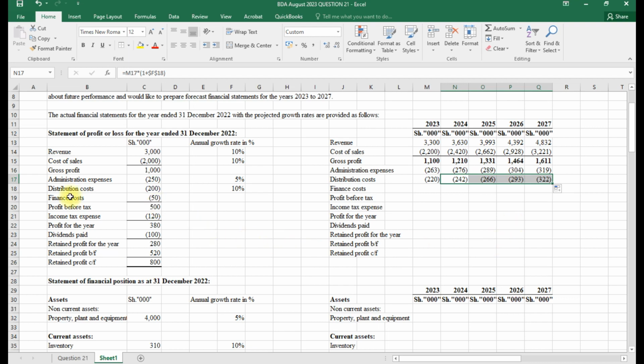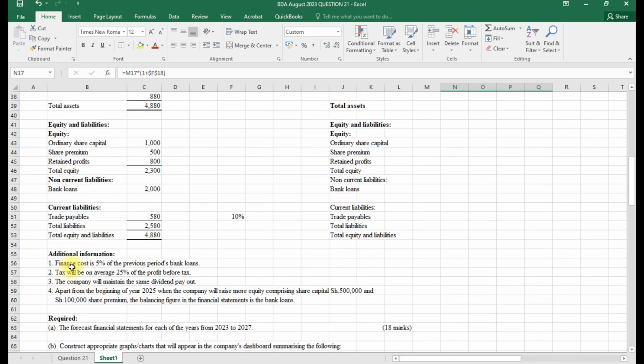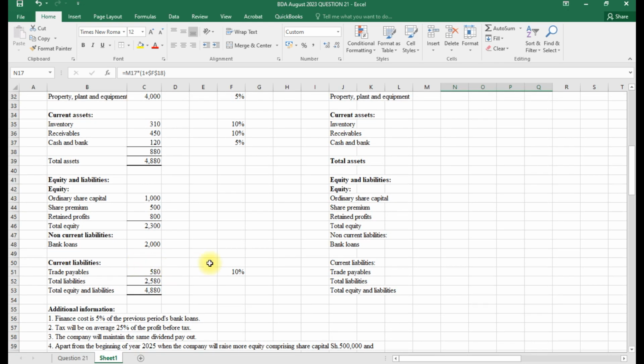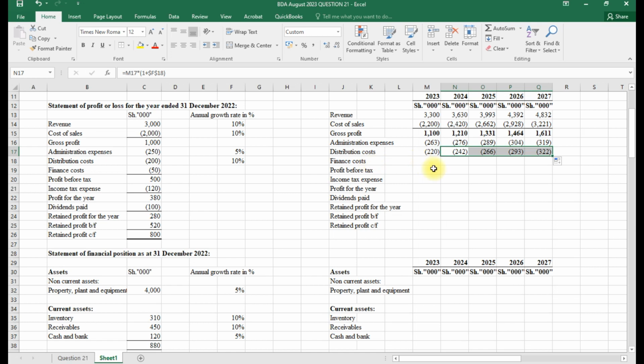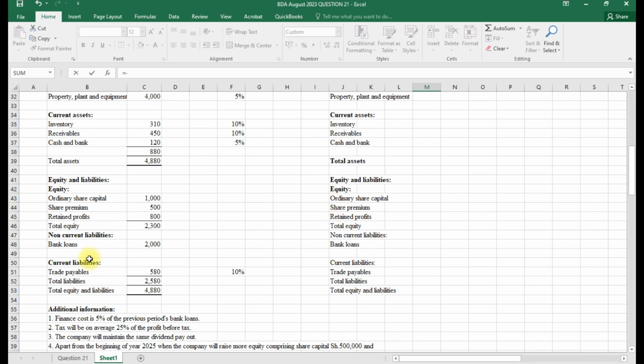So that will be our distribution cost. The next one is finance. Remember, for the finance cost, they have told us something, that the finance cost is 5% of the previous period bank loan. And remember, the previous period bank loan here is 2000. So here, for the finance cost of the first period, we can calculate, but the others will be a task. So I'll put minus the previous period bank loan, 2000, multiplied by 5%.